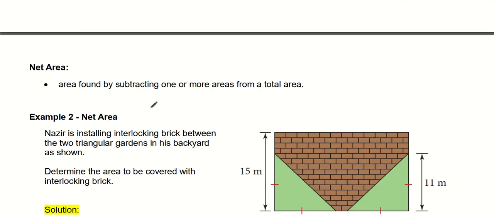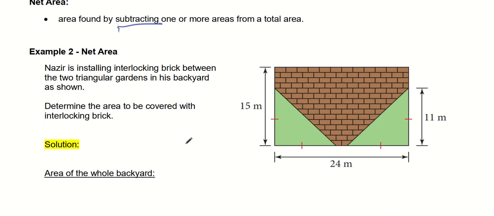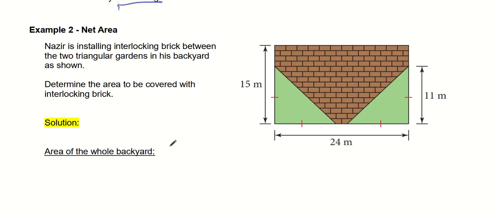We'll talk about net area. Net area means remaining area: the area found by subtracting one or more areas from the total. A lot of times, you're going to have to find the net area. So you find the bigger area and you subtract the smaller area. That's typically how I rationalize it.